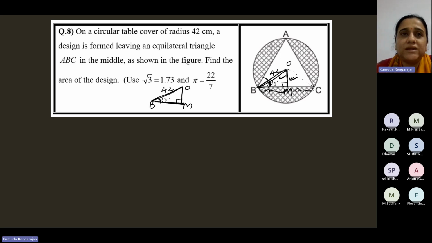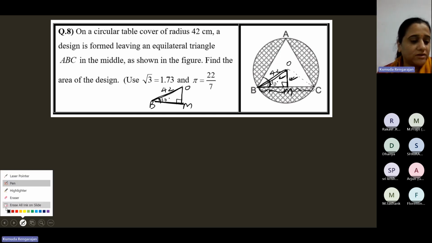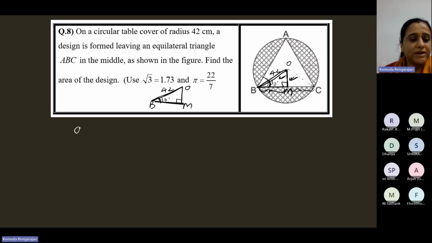So like that, you can find BM. And once you find BM, double it to get BC. And BC is the side of the triangle. So here, find the area of the circle. Area of circle using the formula pi r square.